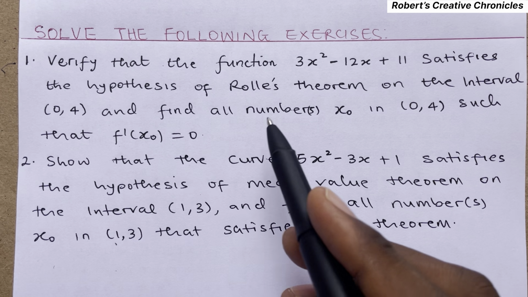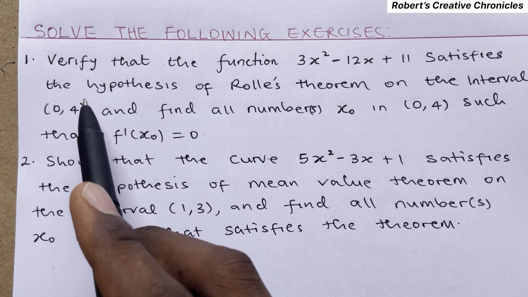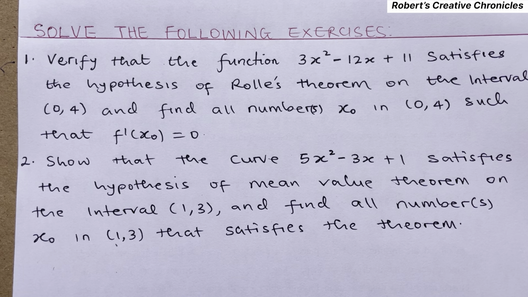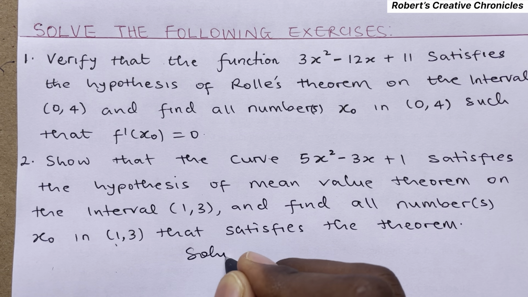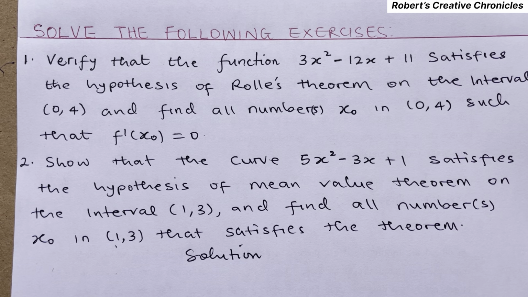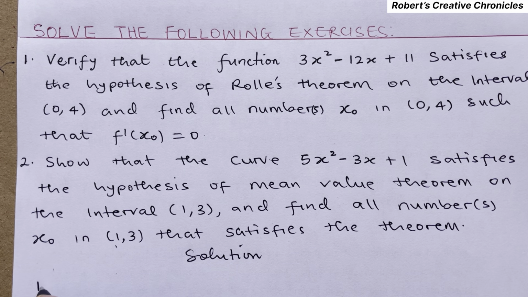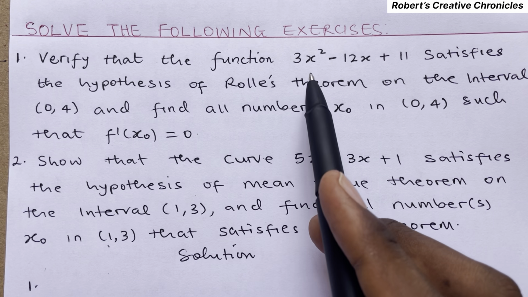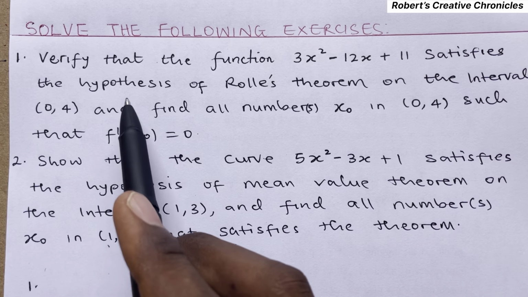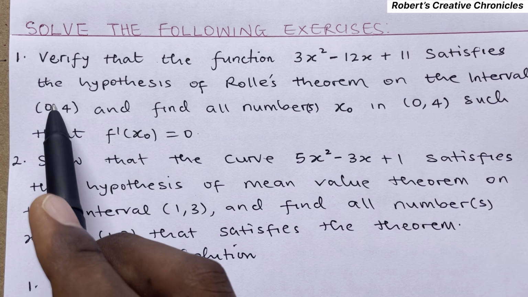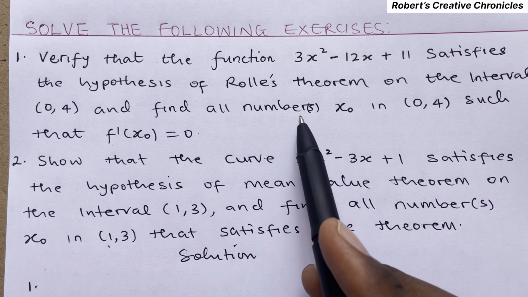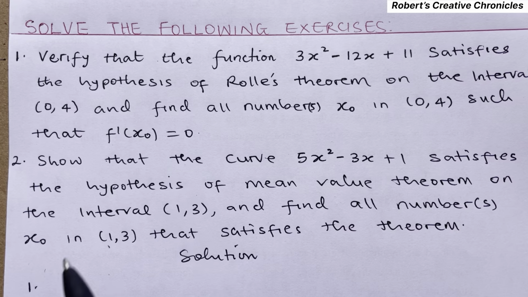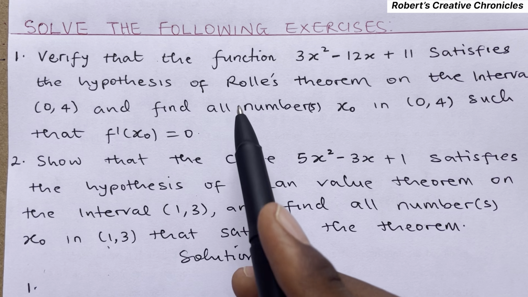So today we'll be solving the following exercises. The first exercise is on Rolle's theorem and the second one is on the mean value theorem. So let's start with the first one. It states: verify that this function satisfies the hypothesis of Rolle's theorem on the interval 0 and 4, and find all numbers x0 in (0, 4) such that f prime x0 is equal to 0. So in this one we have to use Rolle's theorem to solve this.